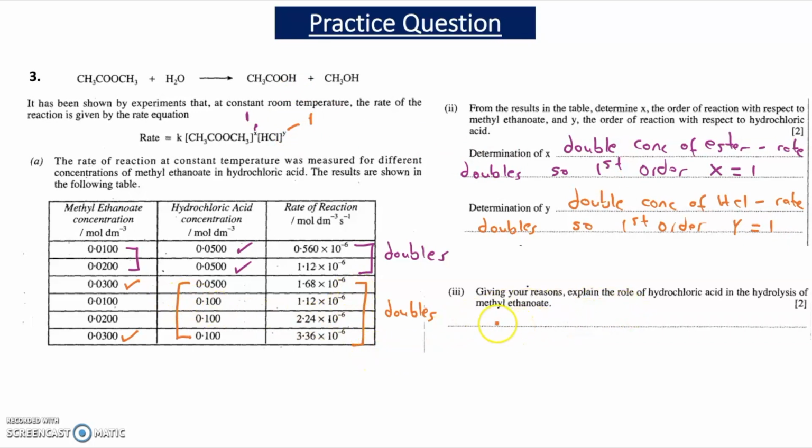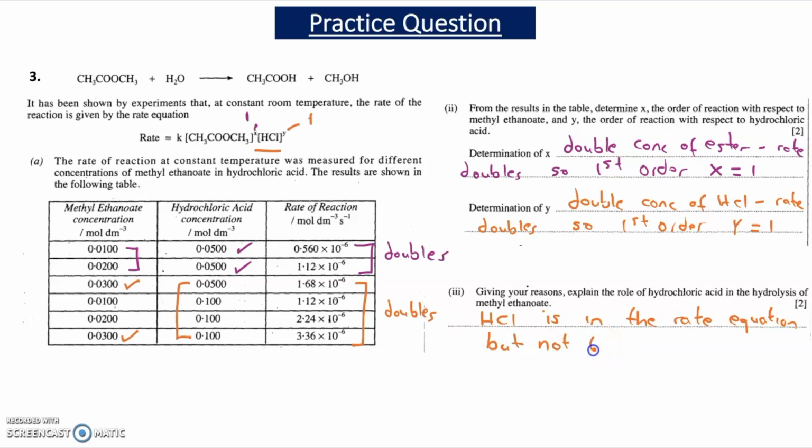Now part 3 says, given your reasons, explain the role of hydrochloric acid in the hydrolysis of this ester. Now you'll notice that hydrochloric acid appears in the rate equation but not the chemical equation. So that instantly tells me that hydrochloric acid is a substance that affects the rate of reaction here, but it's not part of the chemical reaction. It's not used up in the reaction. So therefore, it must be a catalyst.